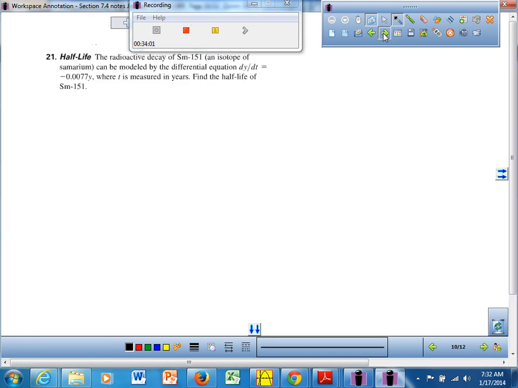Let's take a look at 21. We'll look at 21 from your homework and 31, and work through these together. So, 21: the radioactive decay of Sn-151, an isotope of samarium, can be modeled by the differential equation dy/dt equals negative 0.0077y. Where t is measured in years, find the half-life.